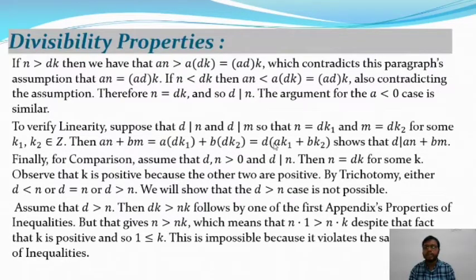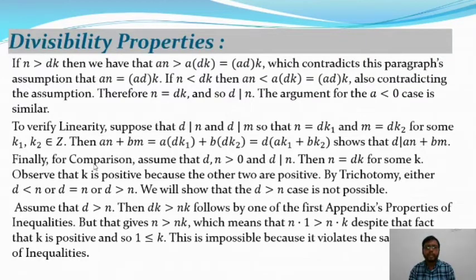Now taking d as common, from the above equation we get an plus bm is equal to d times (ak1 plus bk2). And ak1 plus bk2 is an integer, because a and b are numbers and k1, k2 are integers. So this is an integer, which shows that d divides an plus bm. This is the definition of divisibility.